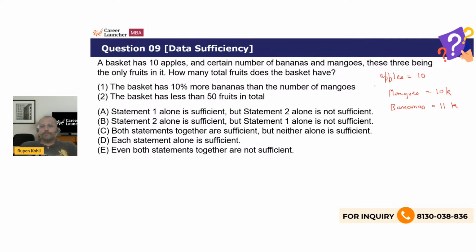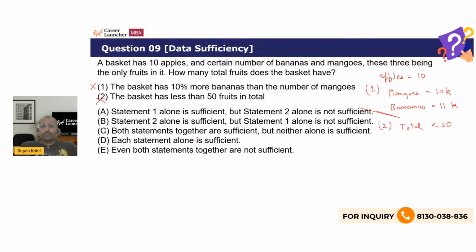Okay, let me respond. So statement 1 tells us this. Obviously not sufficient on its own to solve, but this is what it tells us. So keep it parked. It does not help me to find the values, but this is what we know. The ratio is 10 is to 11. Second statement, total fruits are less than 50. Obviously alone, this is also not sufficient, but this is saying total is less than 50.